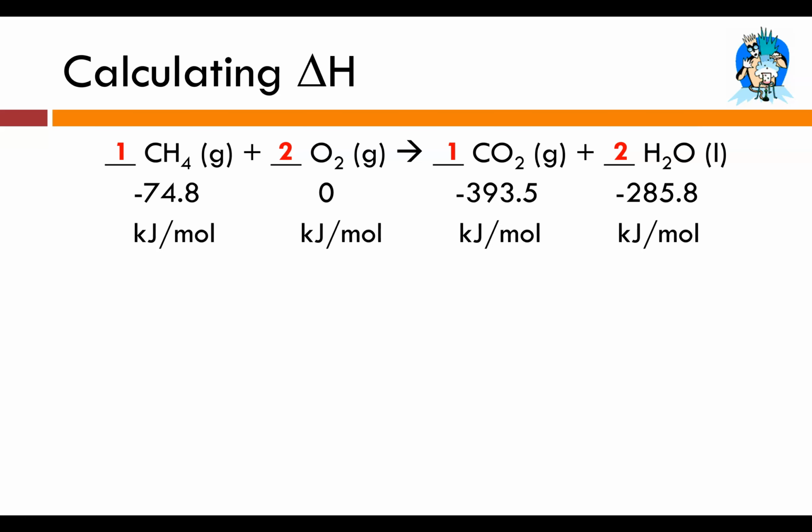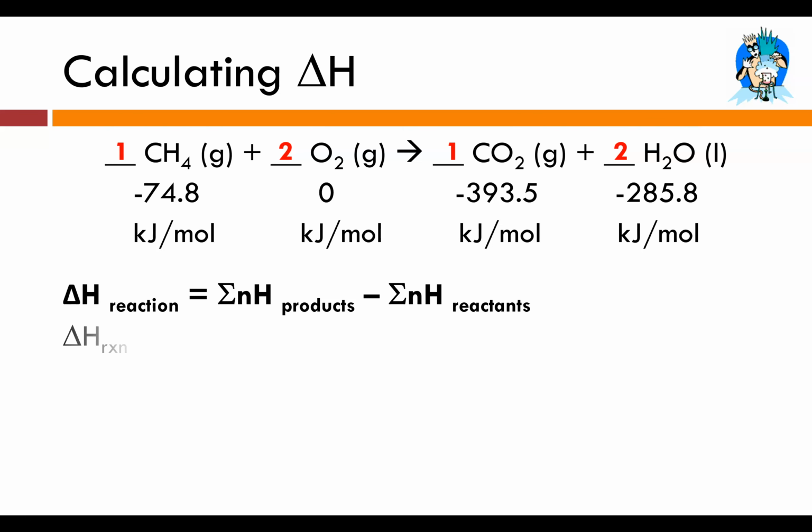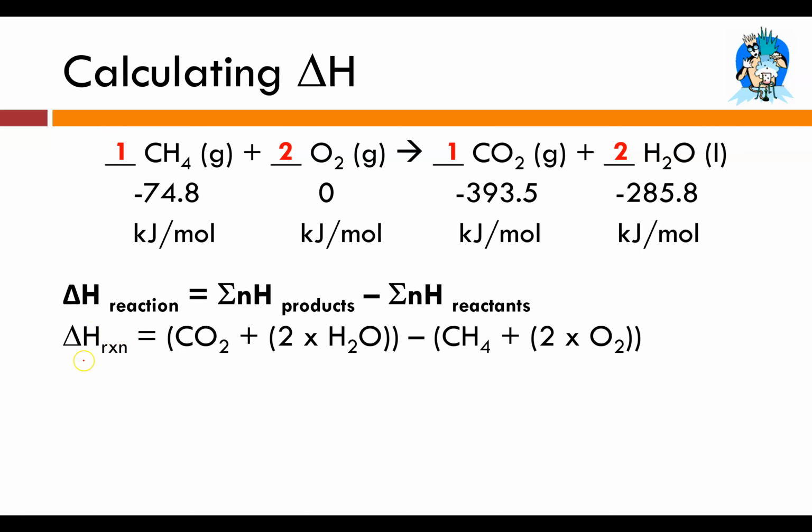All right, let's do some calculations. I'm going to take my general formula. The delta H of the reaction is equal to the summation of moles times the H of the products, minus the summation of moles times the H, or the enthalpy, of the reactants. I'm going to break it down into multiple steps to try to make as much sense of this as we can. So my change in enthalpy for the whole reaction, and you'll see reaction abbreviated Rxn a lot, is equal to my products, 1 mole of carbon dioxide plus 2 moles of water, minus the enthalpy of my reactants, 1 mole of CH4, methane, plus 2 moles of oxygen.